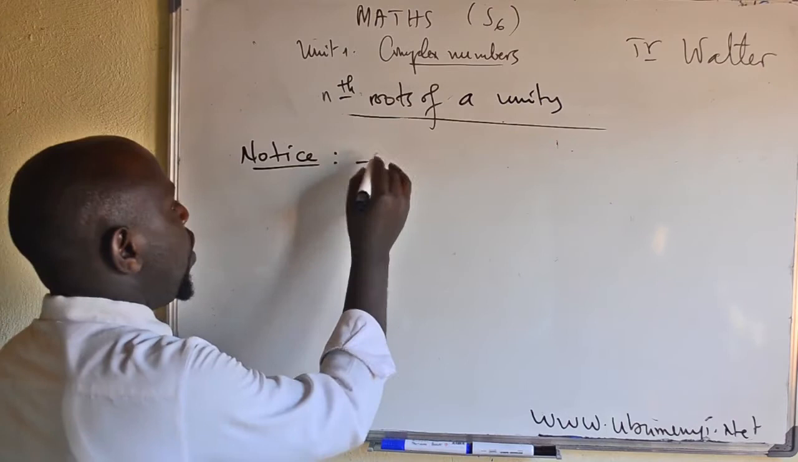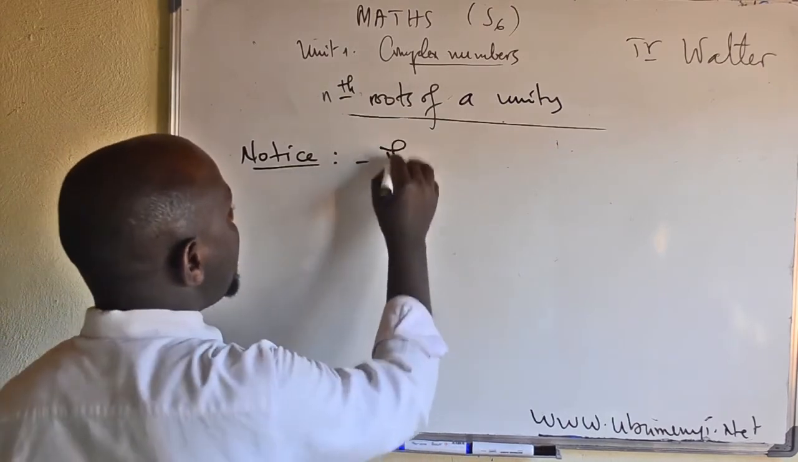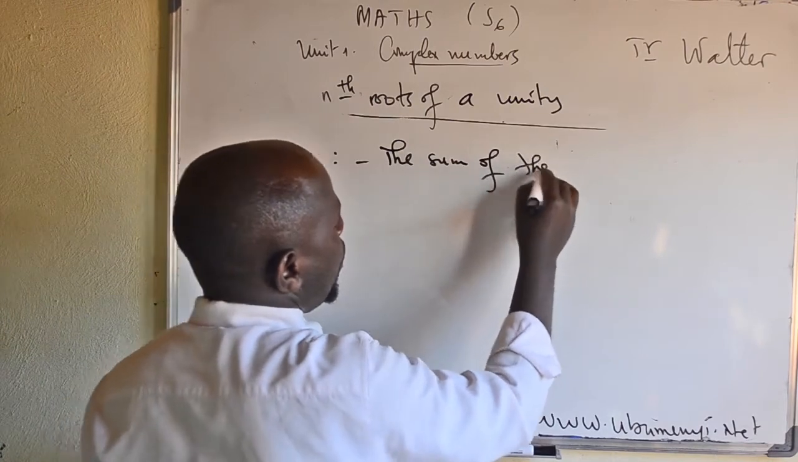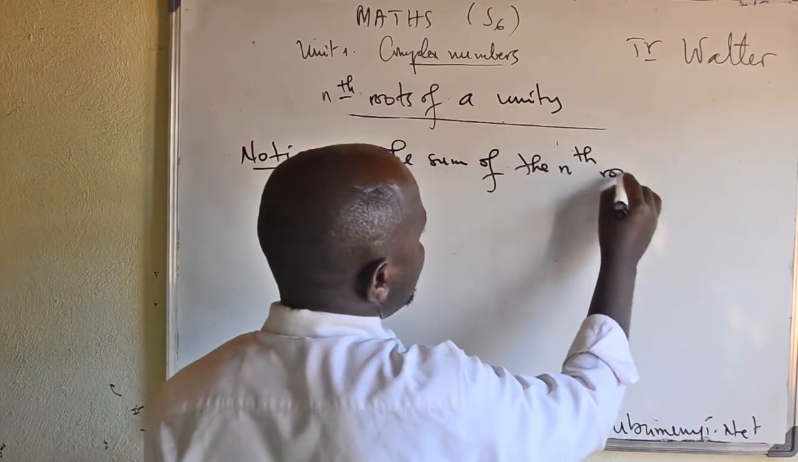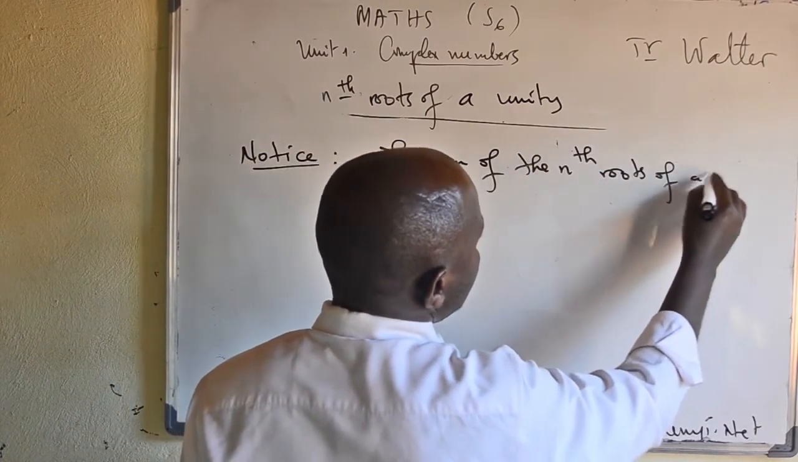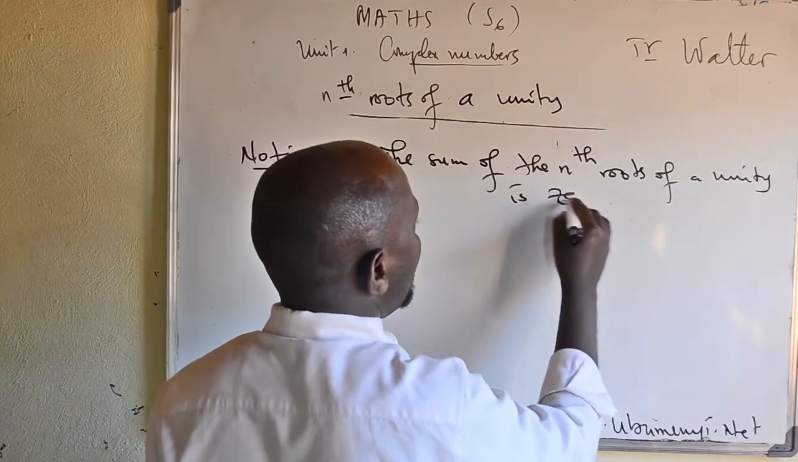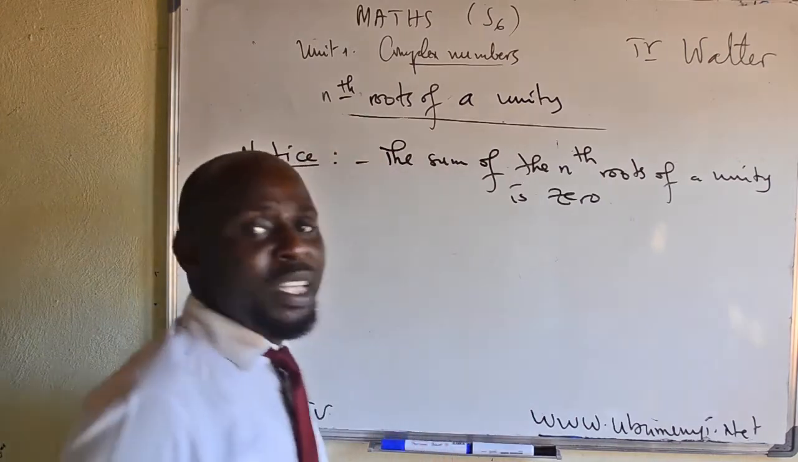What do we notice? We shall notice that the sum of the nth roots of a unity is always 0. So if we add them, you must get 0.